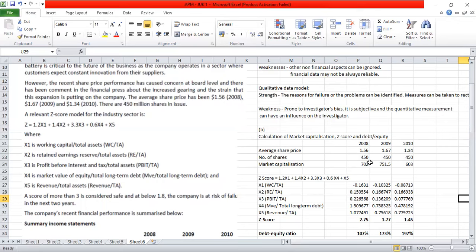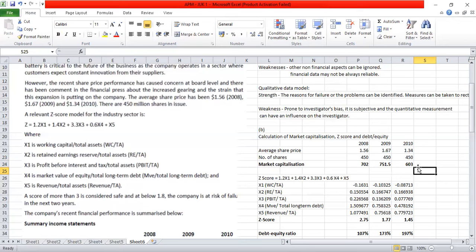Coming to market value, market capitalization. The market capitalization, the first year it is 702. From 702, then we see that there is a sudden increase in the market value of equity from 702 to 751. And then from 751, it fell down to 603. So the value of equity capital in the market is not heading in the same direction like we see the Z score. So initially, the performance of the equity capital in the stock market seems to be really good. From 702, it rose up to 751.